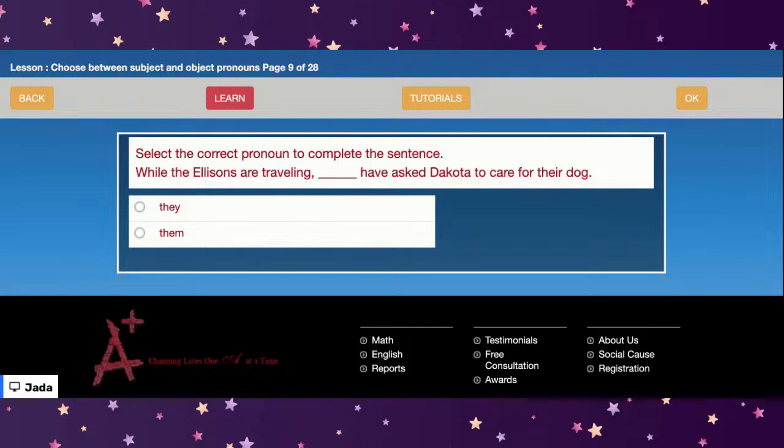Okay. While the Ellisons are traveling, they have asked Dakota to care for their dog. So they have asked Dakota to care for, is it they or them? They have. Okay? They have. Okay.